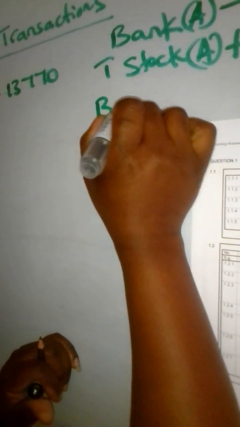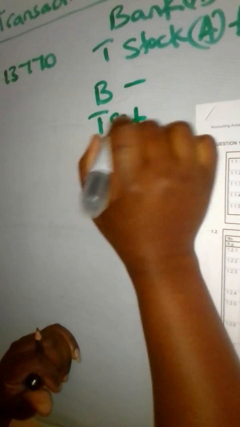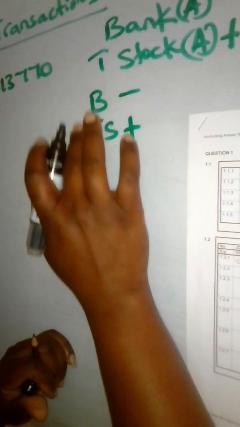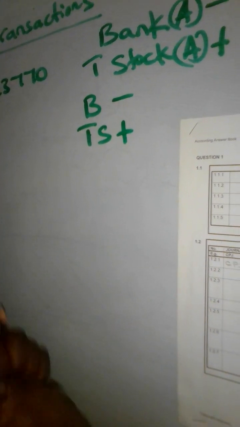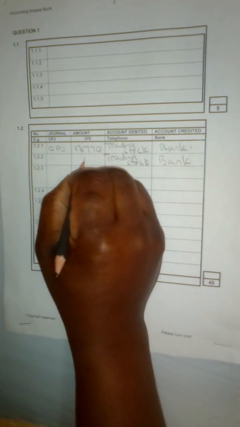Because we paid, it's a minus on the bank and then it is a plus on the trading stock. Remember, these are both assets. Bank, if it's a minus, it means it is decreasing. So here we are going to indicate bank again on the credit side. Our trading stock is increasing and assets increase on the debit side. So we're going to indicate like this, and then the amount is 444, and then the book again is the CPJ because it is a payment that you are looking at.